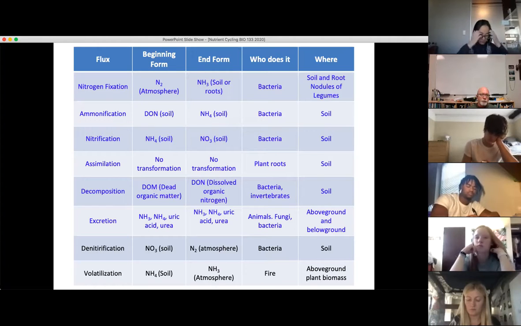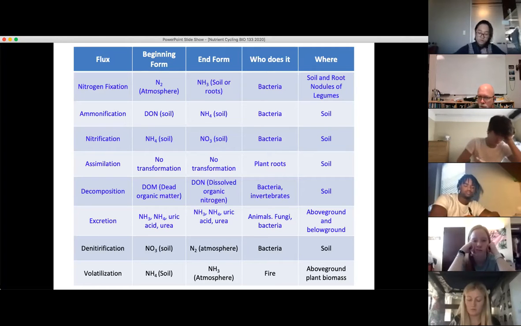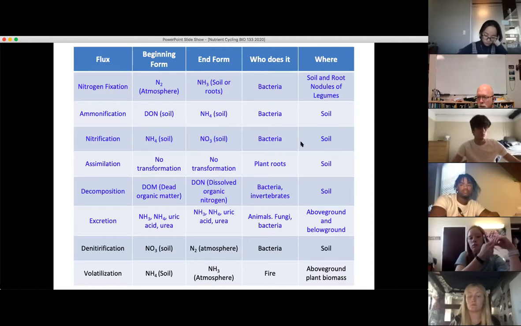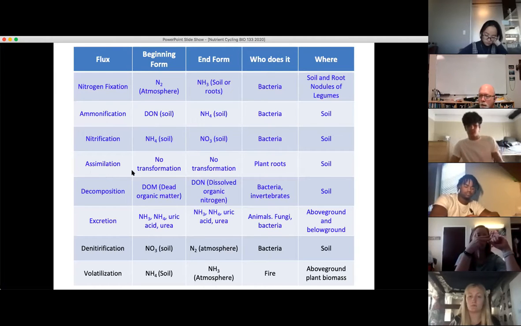And so this is a way that you can go about systematizing the nitrogen cycle in a way that might make it easier to remember what is by far the most complicated cycle of all of the biogeochemical cycles. So I've basically broken it down into what's the flux, what's the beginning form, what's the end form, who does it, and where does this happen. Sorry, those will be different for each different flux.